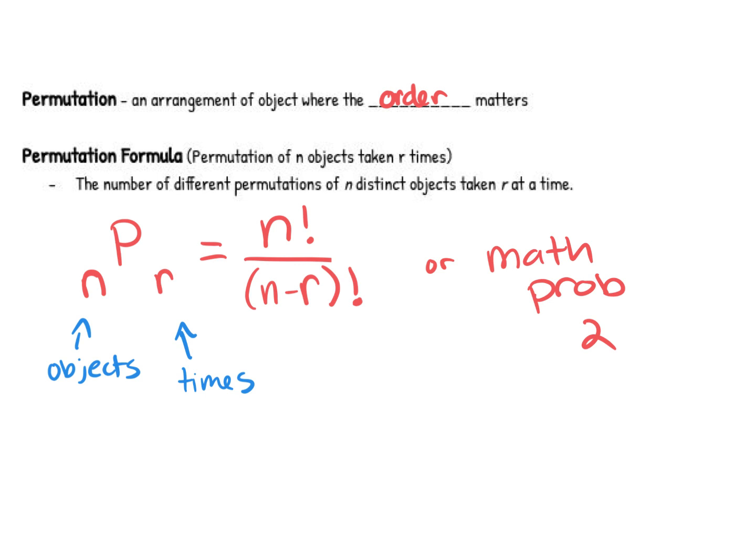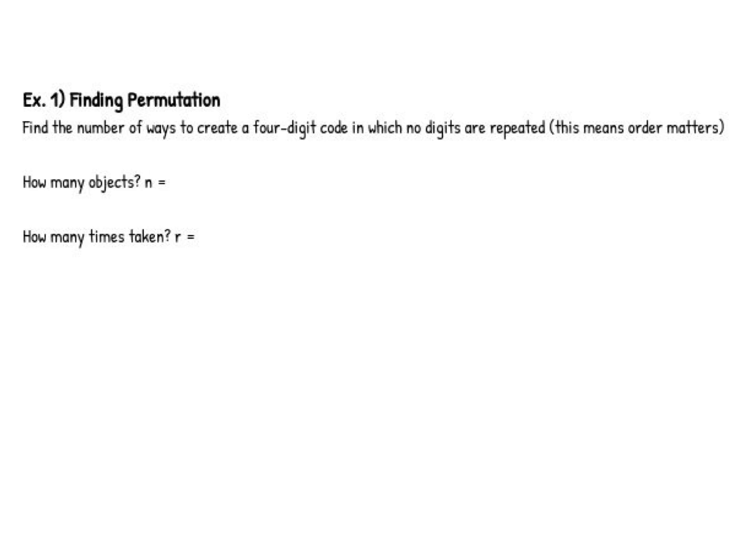So a permutation is an arrangement of objects where the order matters. A permutation of n objects taken r at a time is the number of different permutations of n distinct objects taken r at a time. P of n and r equals n factorial over n minus r factorial. We also have MathProb 2 in our calculator, which will help us do our permutations. Let's take a look at an example.